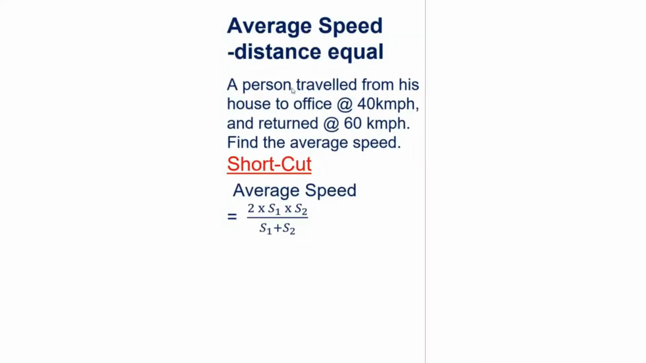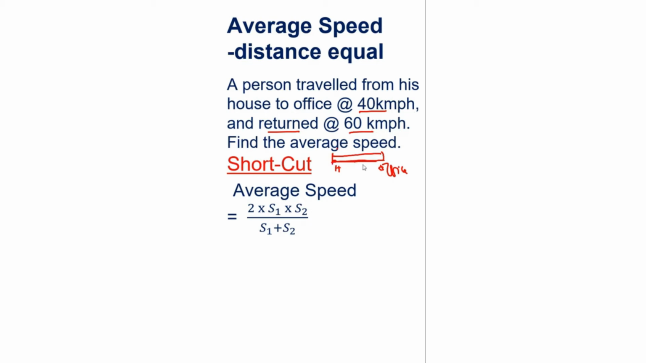In this session, we will discuss a shortcut to calculate average speed when distances are equal. A person traveled from his house to office at 40 km per hour and returned at 60 km per hour. Find the average speed. See, he has traveled from house to office and then returned. So that means while going and coming back, he traveled the same distance.